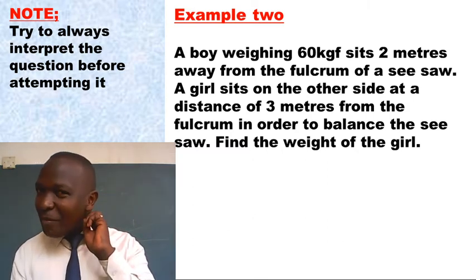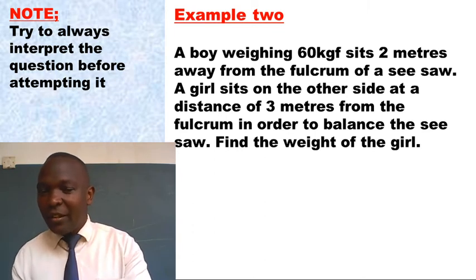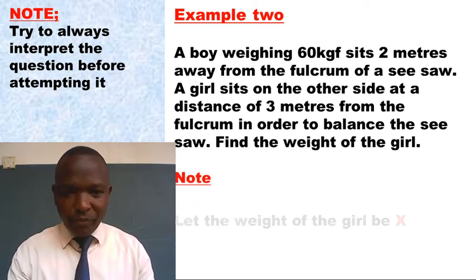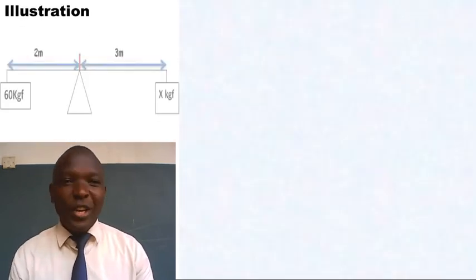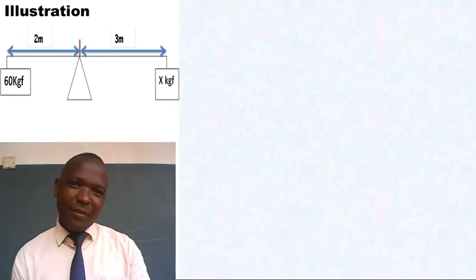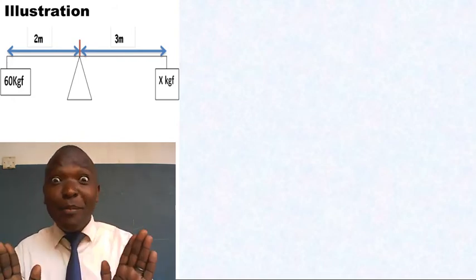In the first example, we were calculating the distance of that boy. Now here we are calculating the weight of this girl, meaning they've given us the distance of the girl, but no weight for the girl. But they have the weight of the boy and the distance of the boy. So what do we do? Remember that we can say let the weight of the girl be x, but to calculate the number very well, what do you need to do? Illustrate the diagram. Simplify the question which you are going to attempt in diagram form. Then work is going to become very, very simple.